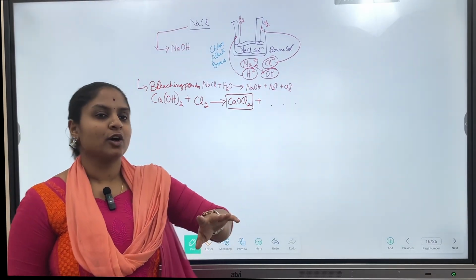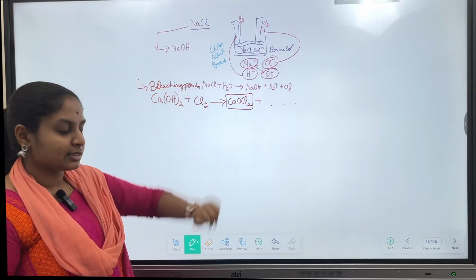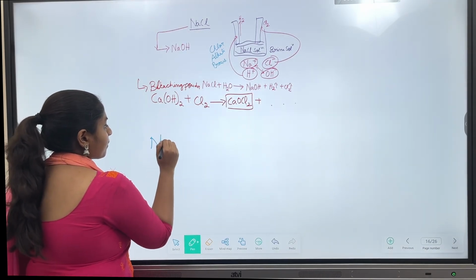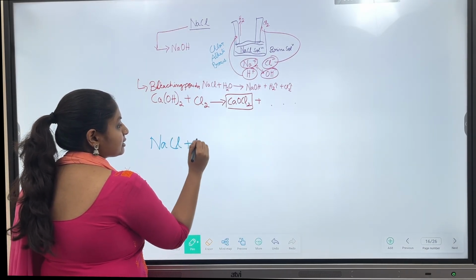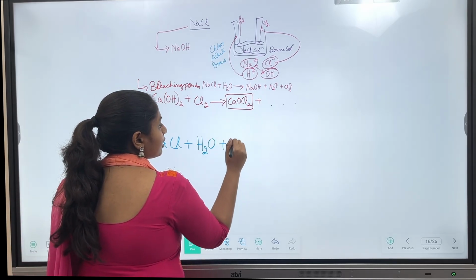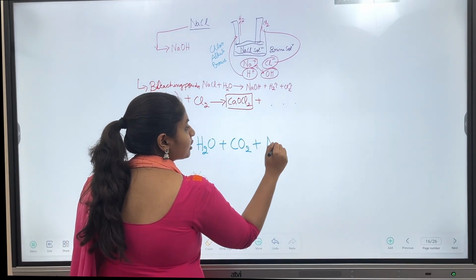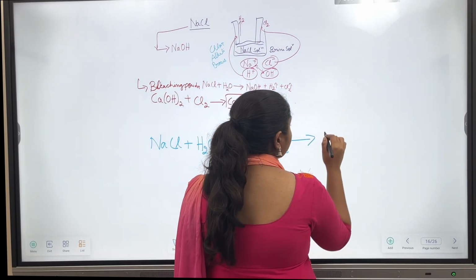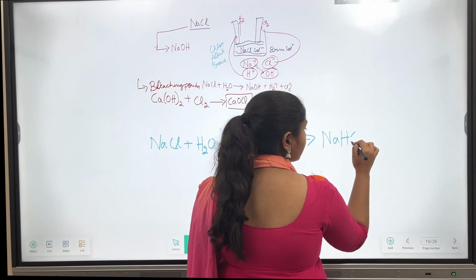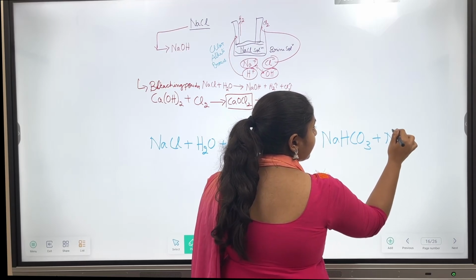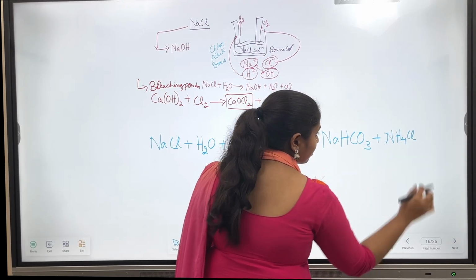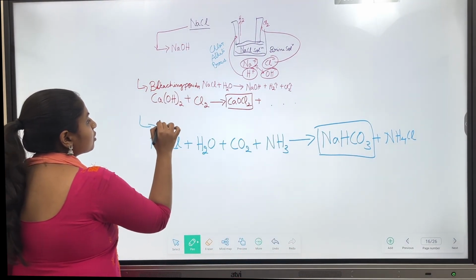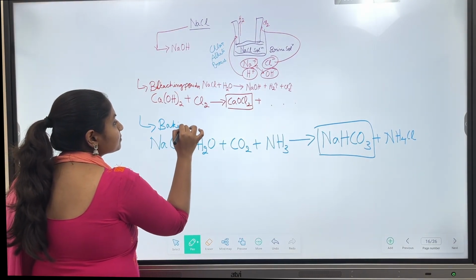So we saw two types of salt being prepared from one major salt, NaCl. Next, what will I do? I will take NaCl and react it with water, CO2 and ammonia, NH3. When I react NaCl with all these three compounds, I will get NaHCO3, sodium bicarbonate, and NH4Cl, ammonium chloride. This sodium bicarbonate, NaHCO3, is also called baking soda.